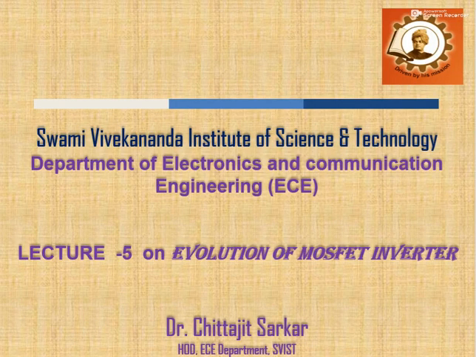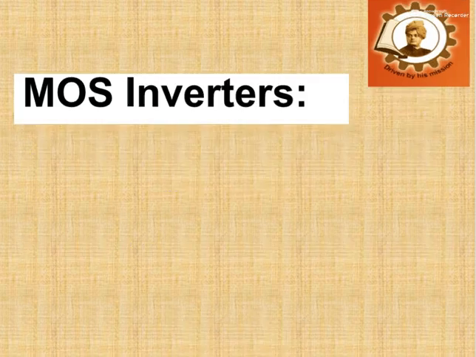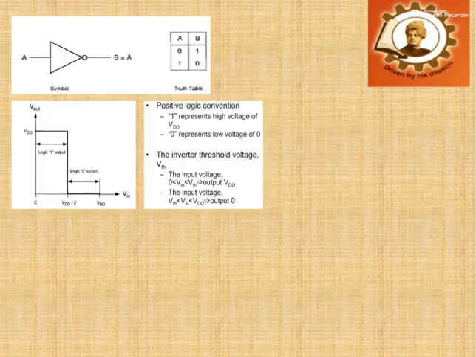So my next topic is evolution of MOSFET inverter. So how the MOSFET inverter evolved from NMOS to CMOS. Before going into the detail of the evolution, let us first try to symbolize our inverter. Inverter is basically a building block of our digital system.